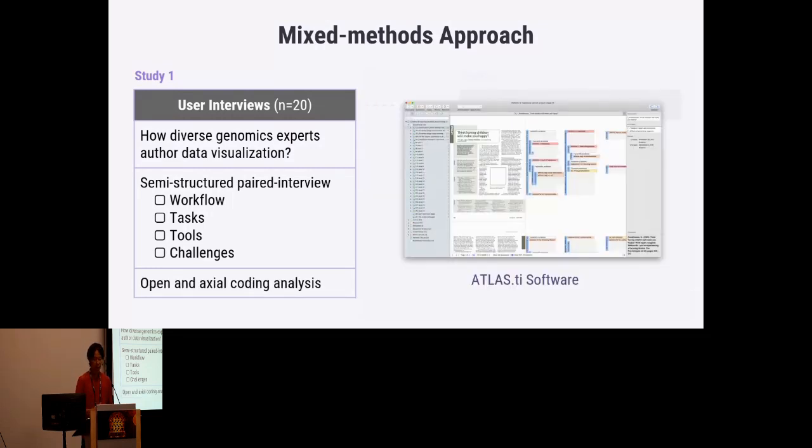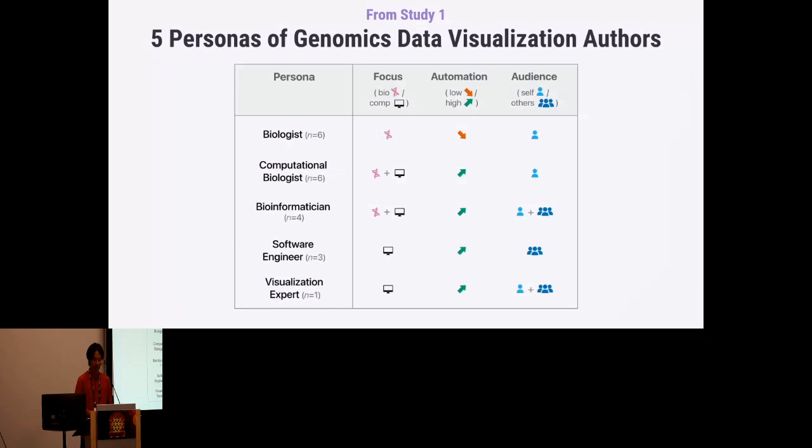After conducting the user interviews, we performed qualitative analysis with 2 of the paper authors. Through the analysis, we identified 5 distinct user groups of genomics visualization authors based on the focus of their studies, the automation level of their analysis, and target audience of their visualizations. We used these 5 personas to characterize different characteristics of user groups and also used it in the following study.